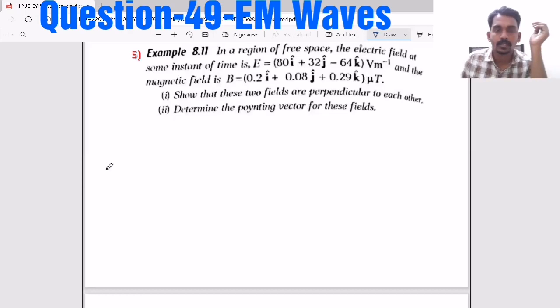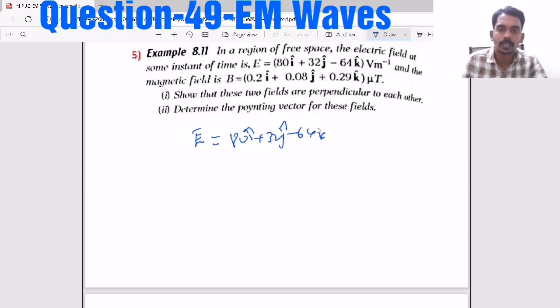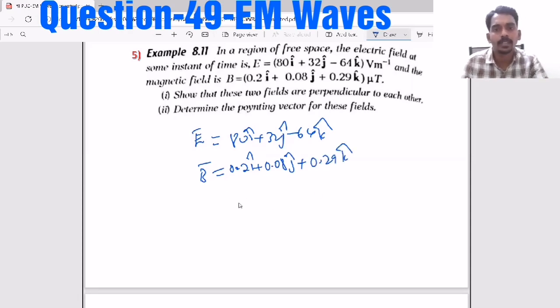Now, one last and final question. In a region of free space, the electric field at some instant of time is given as 80 I cap plus 32 J cap minus 64 K cap. The magnetic field they have given as 0.2 I cap plus 0.08 J cap plus 0.29 K cap. The magnetic field is in micro Tesla and the electric field is in volt per meter. So the unit is also important. Micro means 10 power minus 6.